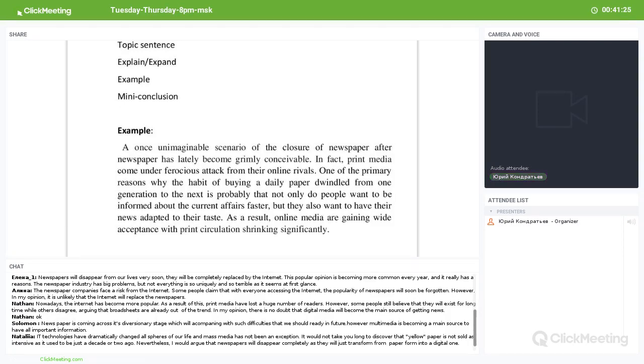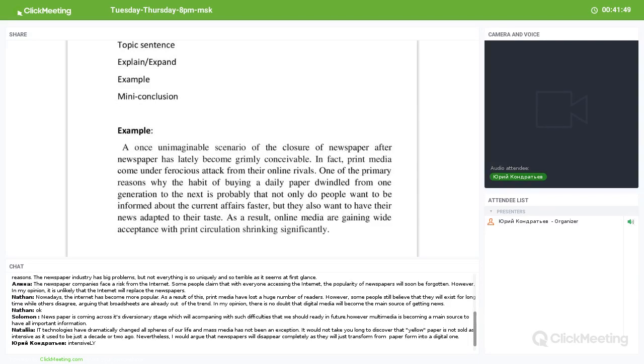Okay, it would not take you long to discover that yellow paper is not sold as intensively, because it's an adverb, as it used to be. No, as it used to, because it's not to be. Is not sold as it used to be. Okay, let it be passive, yes. As it used to be just a decade or two ago.